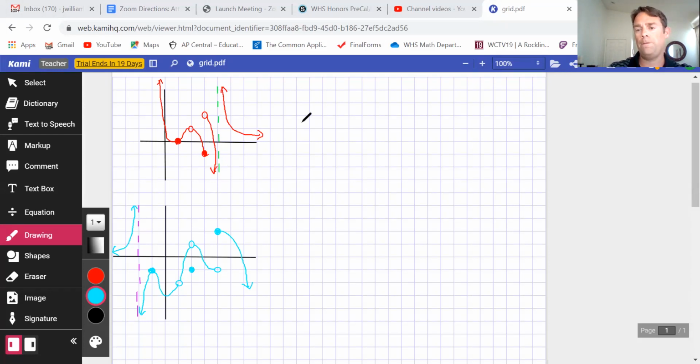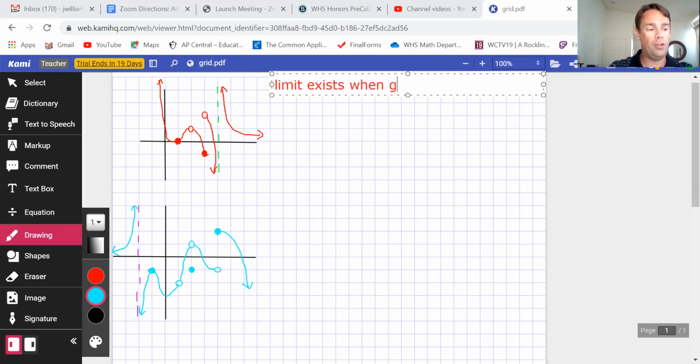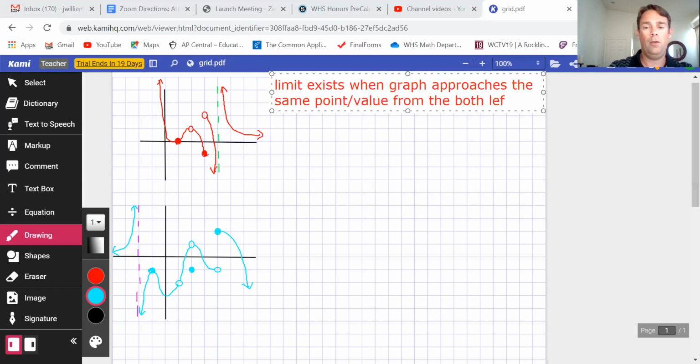What a limit is. If you think about the idea of a limit basically means you can't go past it. In math, a limit is basically something where you get really, really close to something, but you don't actually get there. So what we are going to say is that a limit exists when a graph approaches the same point or value from both the left, and later on we'll call that the negative side, and the right, and we'll call that the positive side.